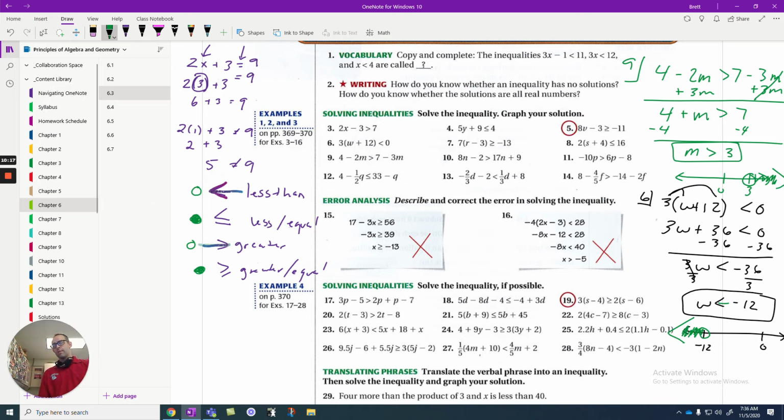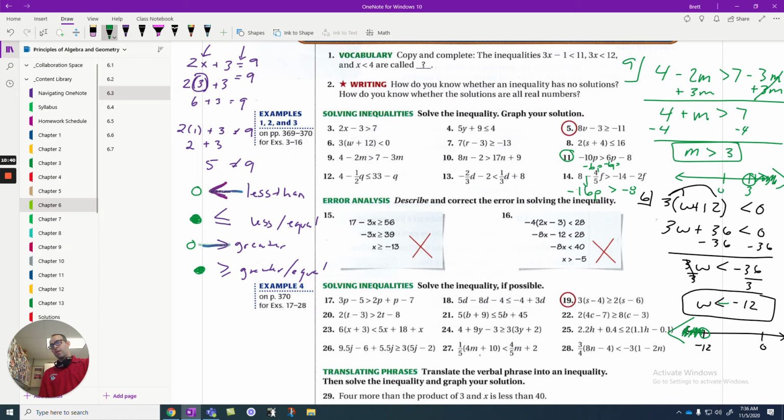One caution. Okay, it's really important. If you ever end up in a situation like 11, a lot of you guys are going to want to just minus 6p because you just want to move everything over to one side. And that makes total sense. You get negative 16p is greater than negative 8.